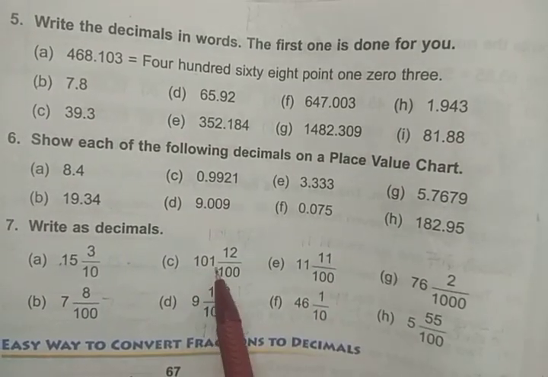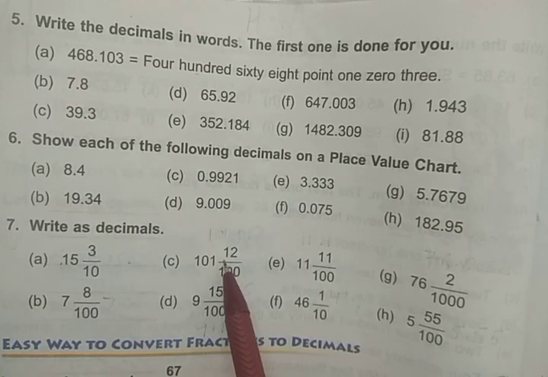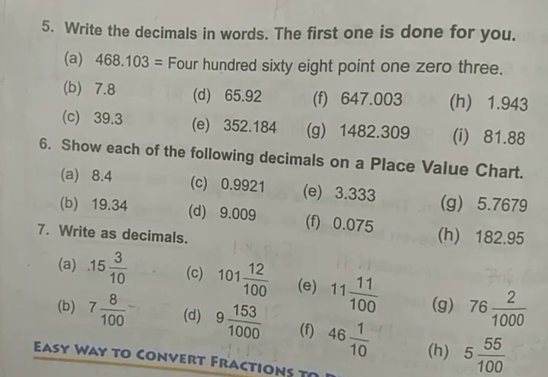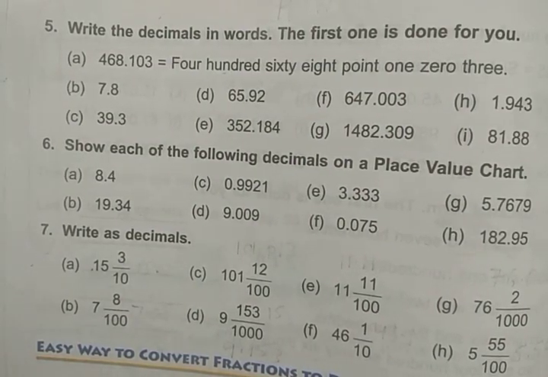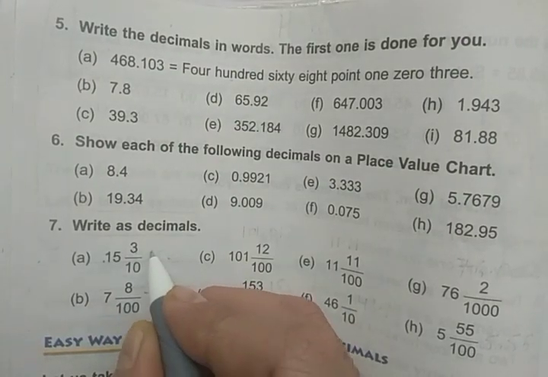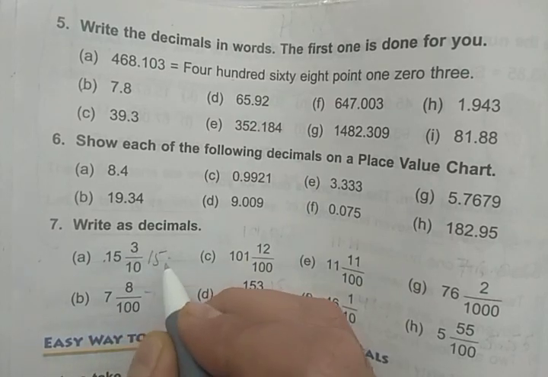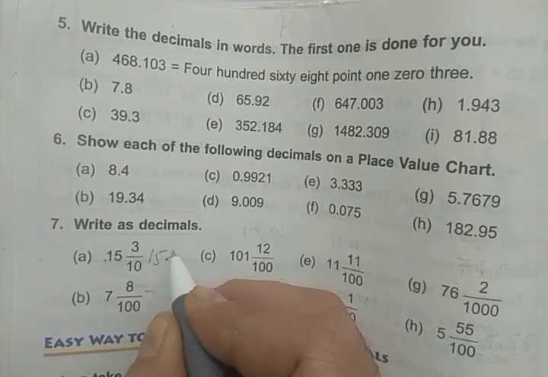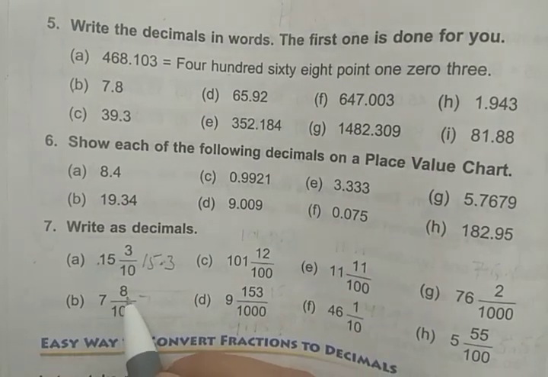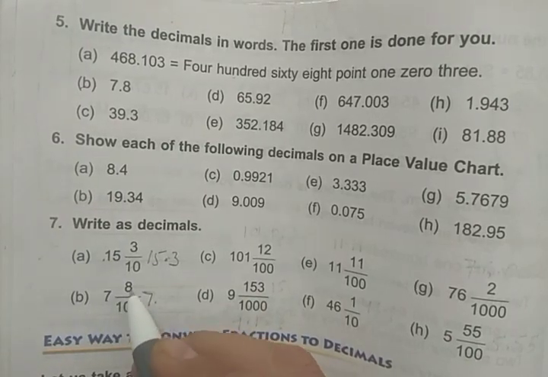Then 101 is a whole number part, then point, and 12/100 means 0.12. So in this way, for example, let us do it. So it is 15 and this decimal, this is the whole number part and this is the decimal part, 0.3. So this is 15.3. Similarly here 7 and 8/100.